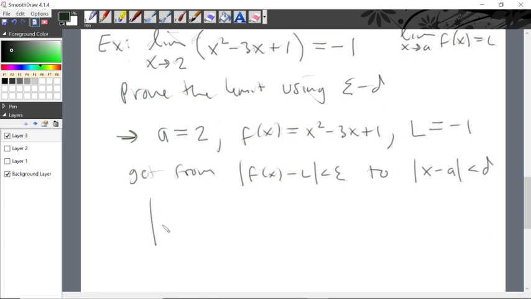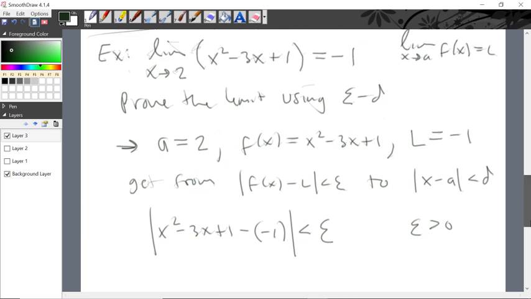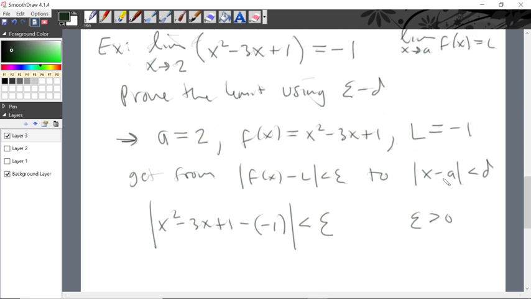The absolute value of f of x, well, f of x is this, x squared minus 3x plus 1, minus L, where L is negative 1. So f of x minus L, absolute value, and that is less than epsilon, where epsilon is greater than 0. Okay? But presumably small, so that we are close to the limiting value, and therefore we're going to be close to the value of a as well in the x direction.